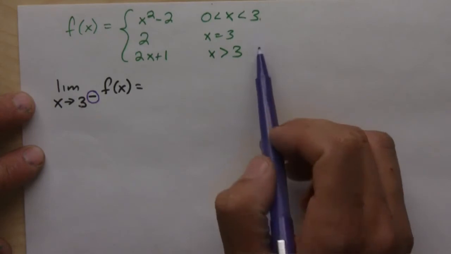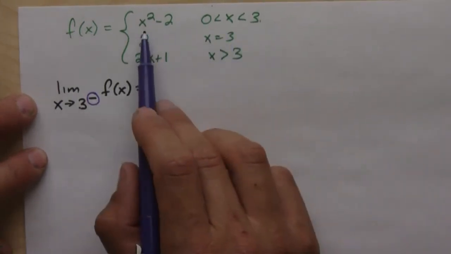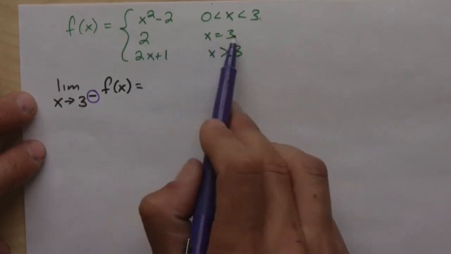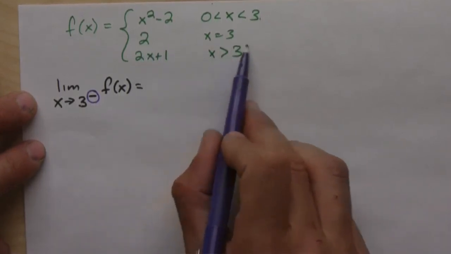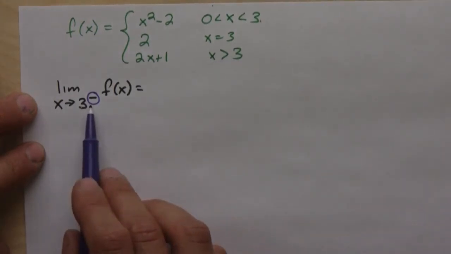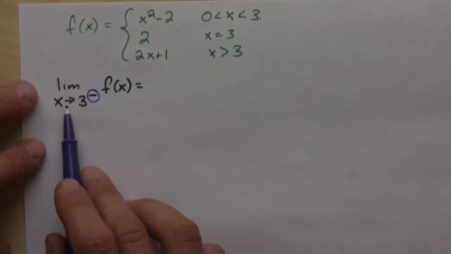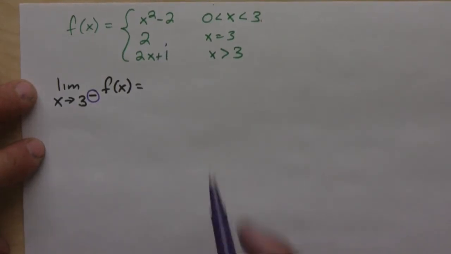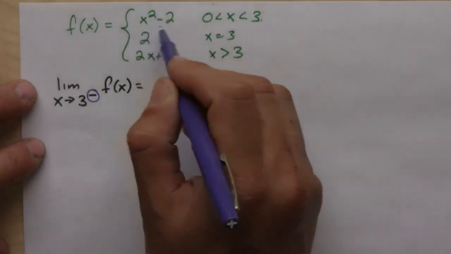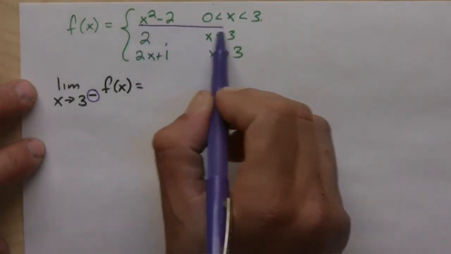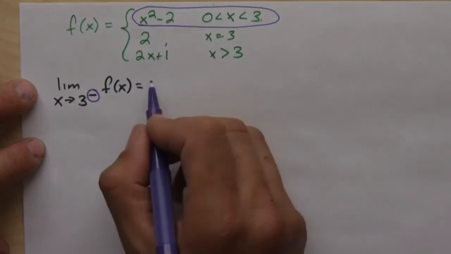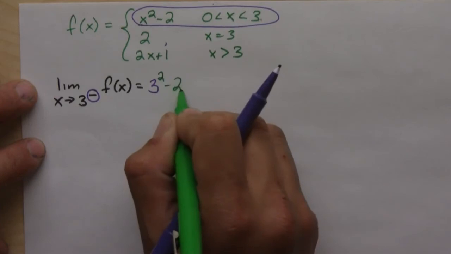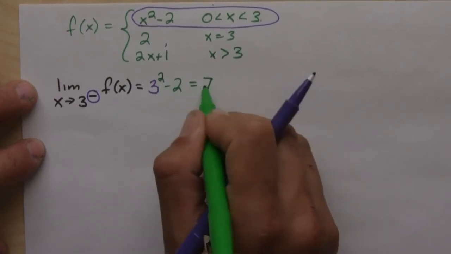So if I take a look at these, this function is defined to be x squared minus 2 from 0 to 3, 2 when x is equal to 3, and then 2x plus 1 when x is greater than 3. So since these are numbers that are less than 3, which one of these 3 would I use? Exactly. This one. So this means that I'm going to plug 3 into that first one. And that's going to give me 7.